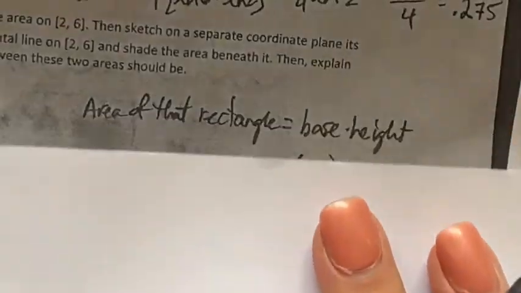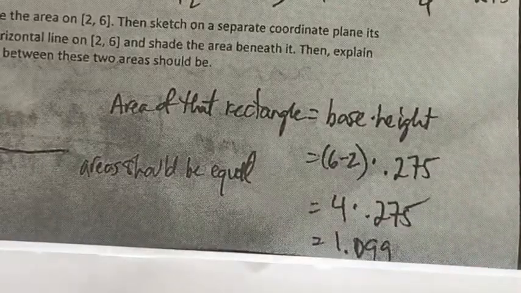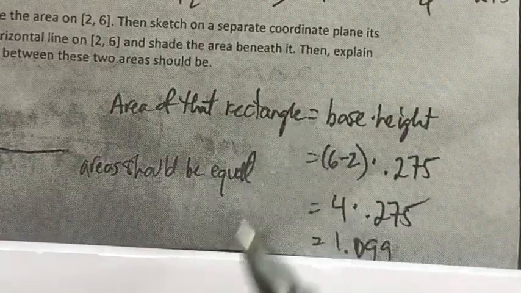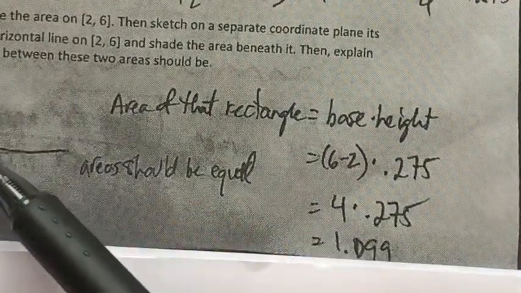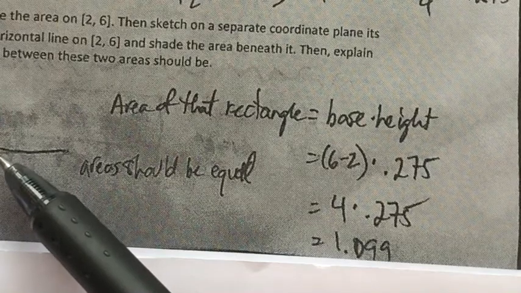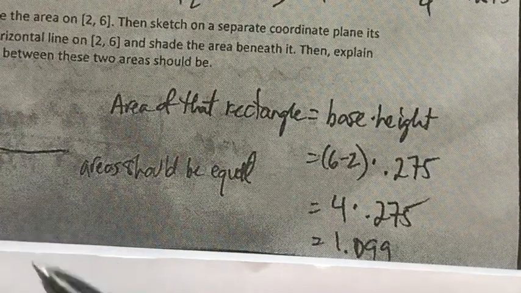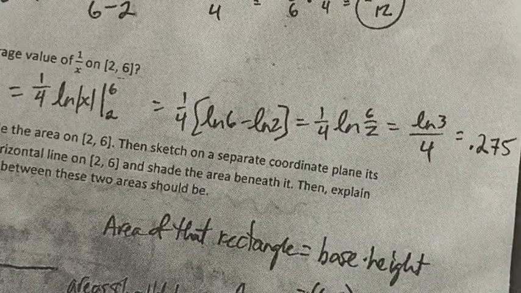So I sketched 1 over x and I shaded the area from 2 to 6. I haven't read this one. The areas should be equal. Okay, great. I'm not going to test you on that.